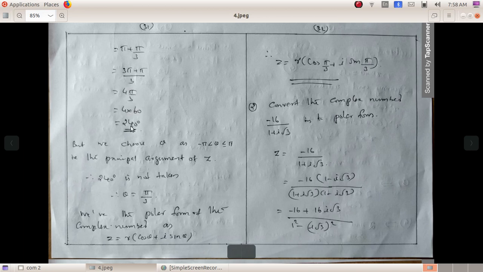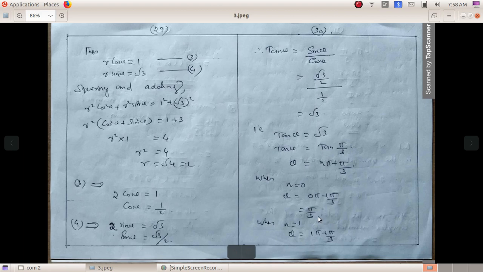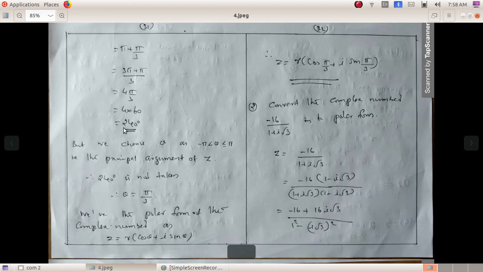That is 60°, 240°. Okay, so the first answer is pi by 3, the second answer is 240 degrees. But we always take the value of theta lying between minus pi and plus pi. The value of theta within this interval is called the principal argument.